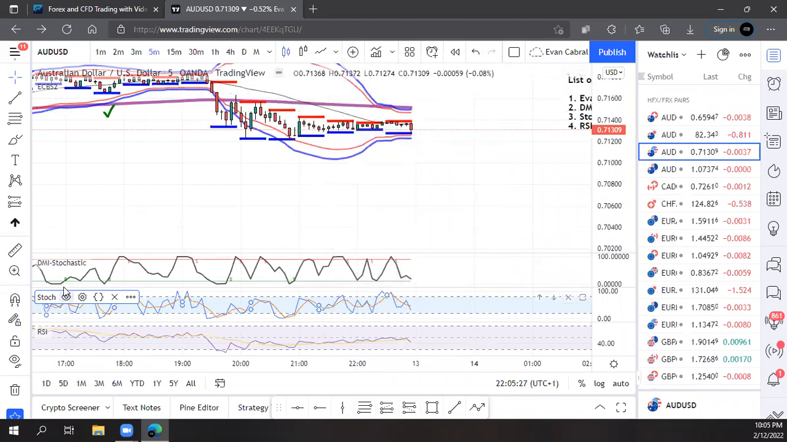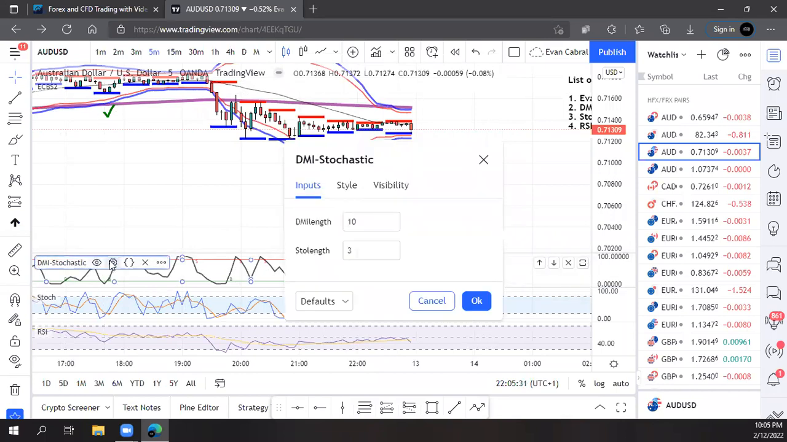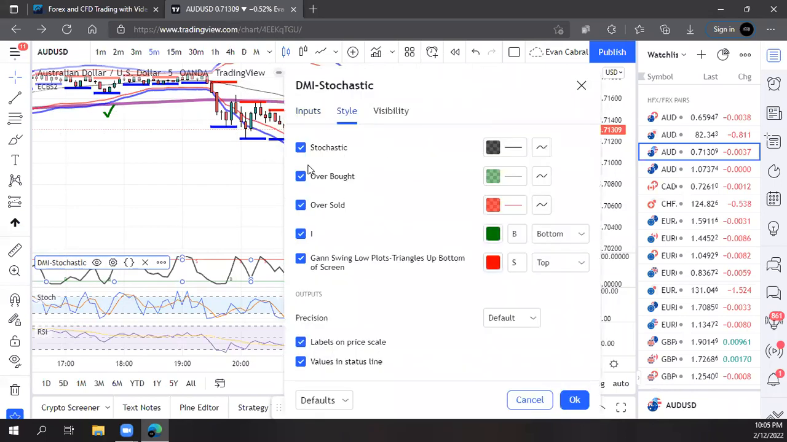Just DMI? Okay, for DMI, we didn't really do much. The inputs, the numbers are always 10 and 3. So what I did was I changed the stochastic to black. The overbought, I made green. The oversold, I made red. I just changed the stochastic to black, overbought to green, oversold to red. That's everything I did. I didn't touch anything else.